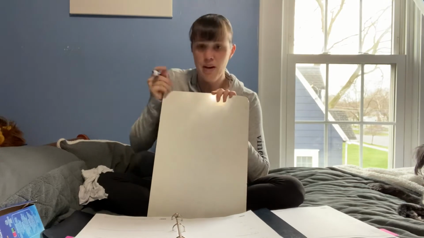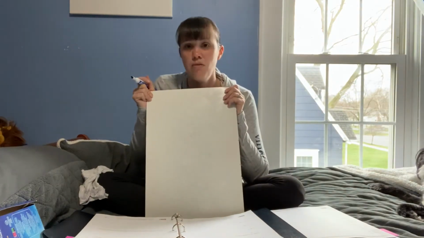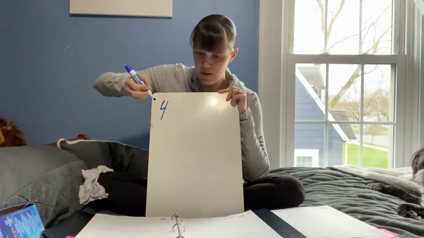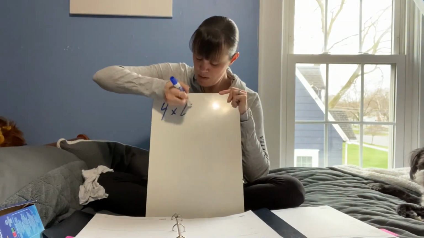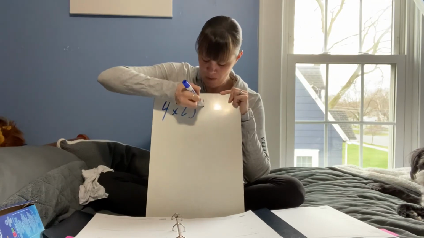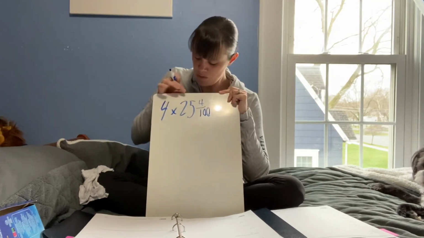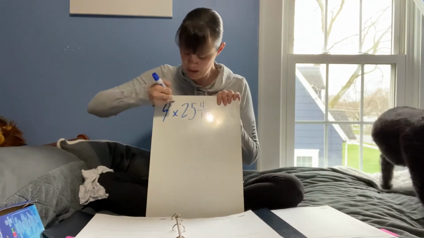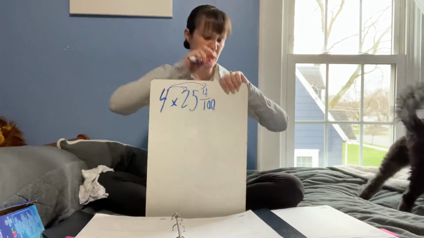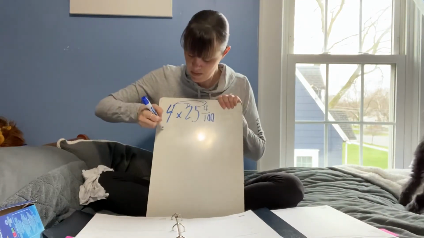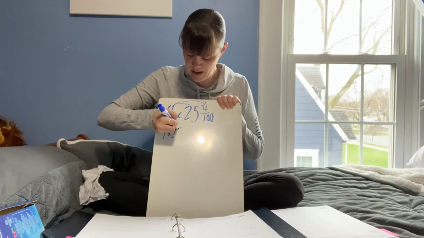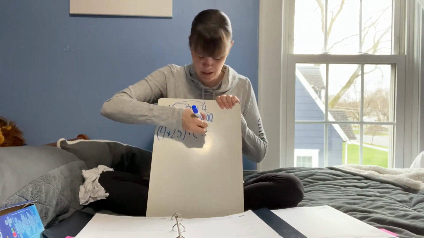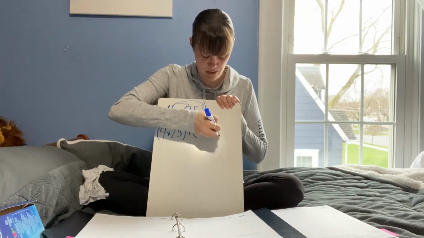Okay, 25 and 4 tenths times 4. I'm switching that around. There's no reason for me to try to work backwards here and confuse myself. 4 times 25 and 4 100ths. So we want 25 4 times and we want 4 100ths 4 times. So let's distribute that 4. So 4 times 25 plus 4 times 4 100ths.